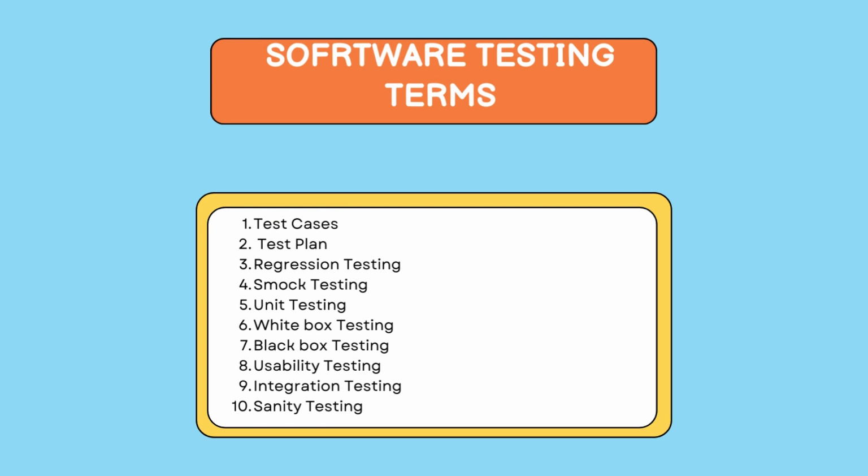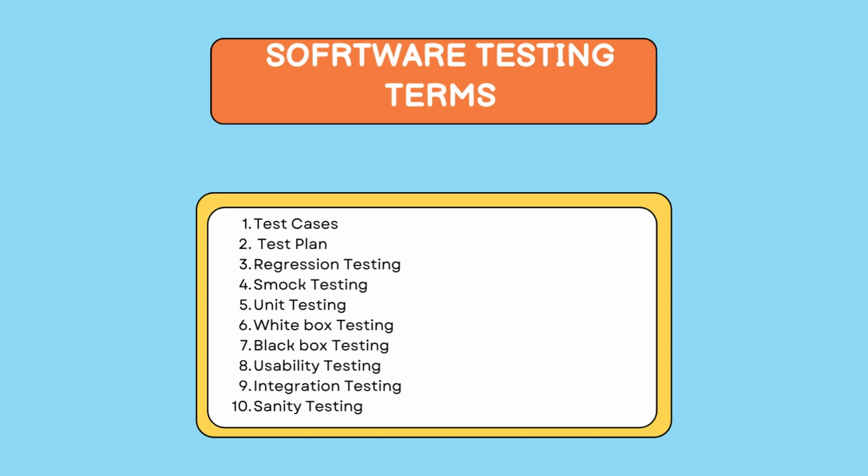In this video, we will explore the software testing terms and various types of testing terminologies which are commonly utilized. Let's start with the fundamental terms which are used in manual testing. We will begin with the test case, followed by exploring test plans, regression testing, smoke testing, unit testing.